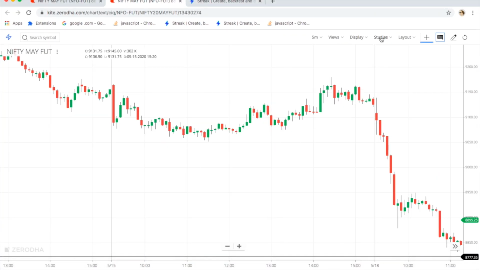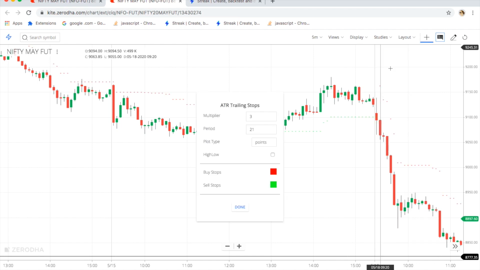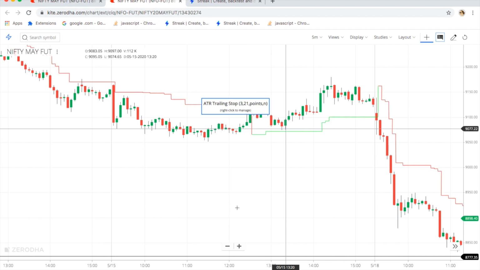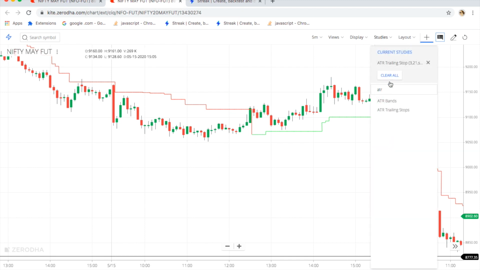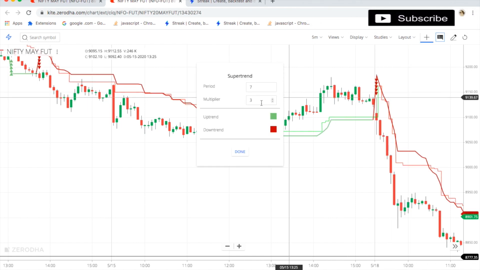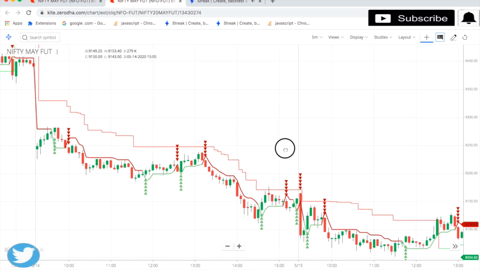Now, in order to make a TTL tool that is used by Karan, you have to use two indicators. One is ATR trailing stop loss. Here, for plot type, instead of point just select square wave. And the second indicator that you have to use is Supertrend. You can keep three also, but we are going to take one. Now the strategy is simple.